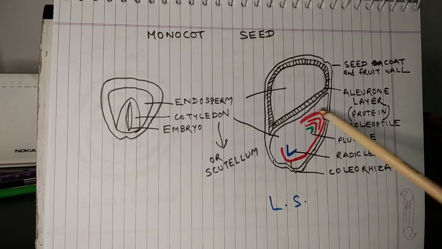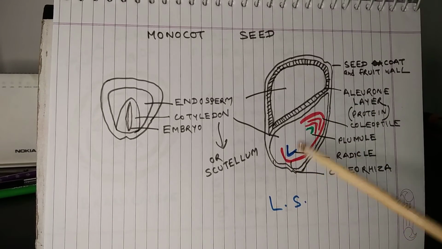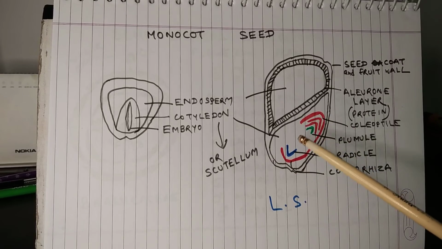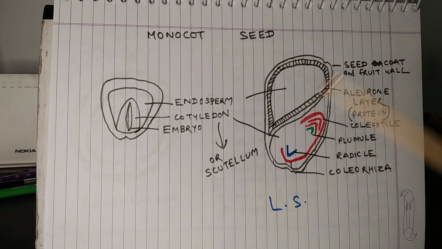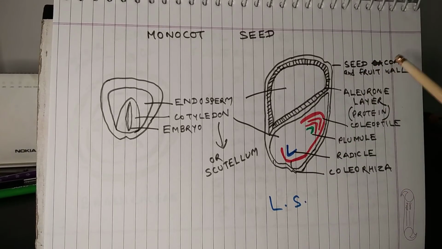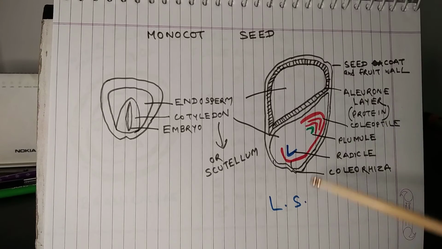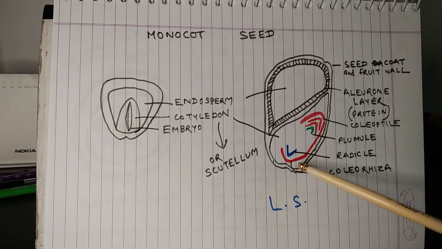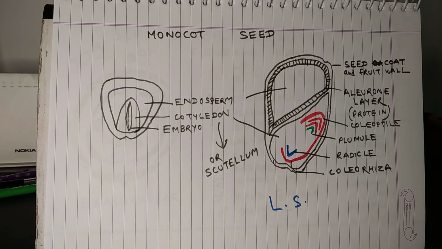Now this is the embryo, this is the plumule of the embryo, and this is the radicle. The embryo is covered by a shield or a protective shell, you can say. The portion of this shield which is near the plumule is called coleoptile, and the portion which is near the radicle is called coleorhiza. That's all about this lesson.